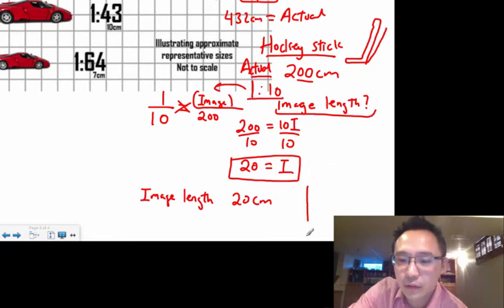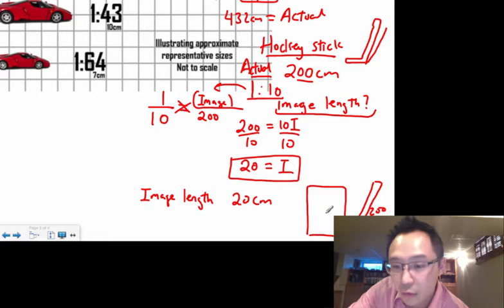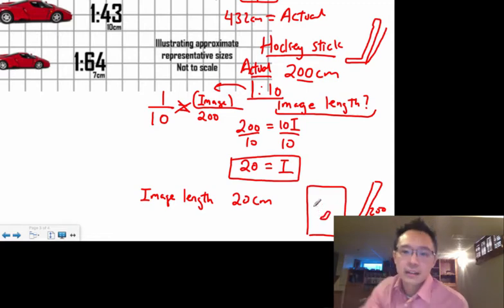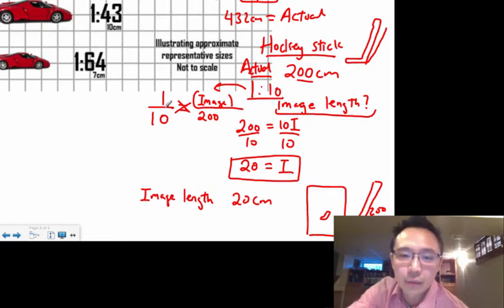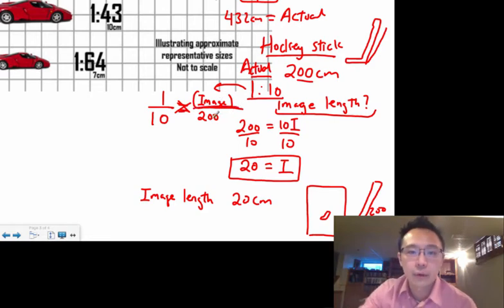So if you're going to draw this on this piece of paper, your actual hockey stick is maybe this long, 200 centimeters. Your image length could be like this. So that's what you calculate. So basically, recap is change your scale to a fraction, set up your ratio with another fraction, and then plug it into the formula.